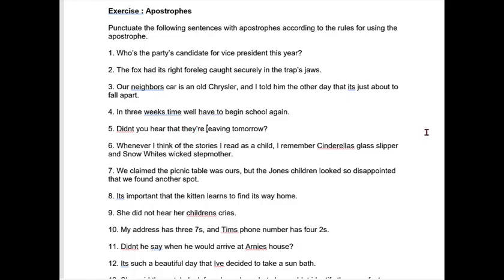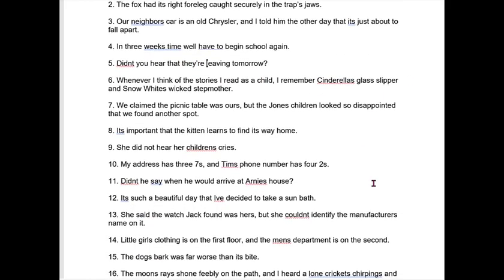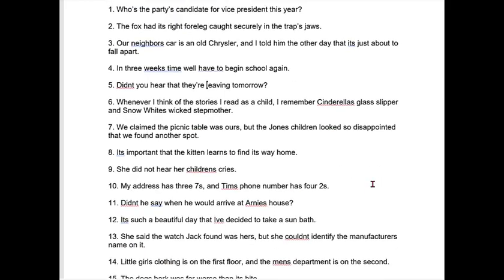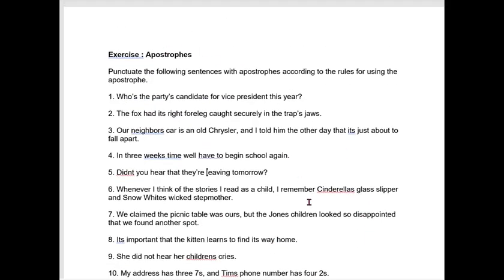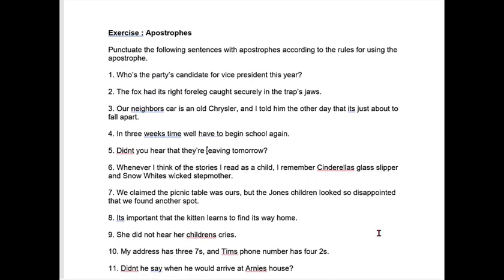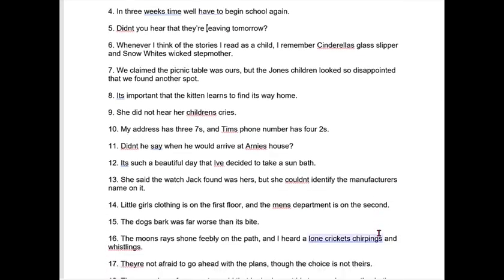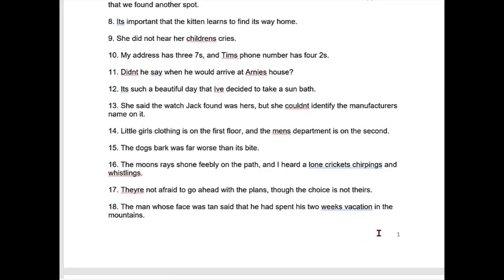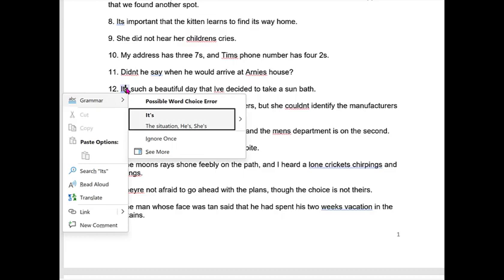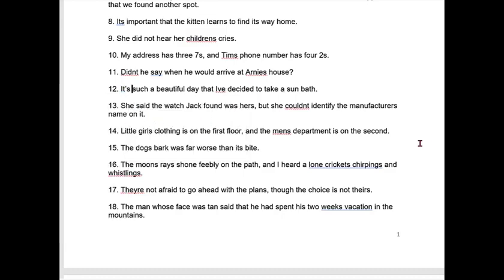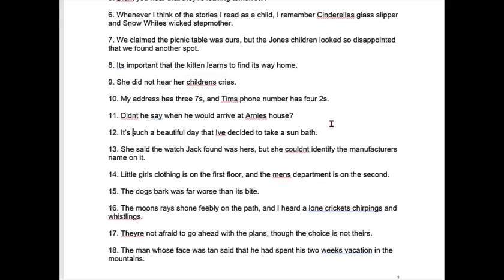The thing where people do get a little mixed up is with the its. So it apostrophe s is only when it is, it is. There's a reason for that. Here's one example: it's such a beautiful day that I've decided to take something up. It is can be substituted there, so we know it's an apostrophe, and so on. So just be sure to double check. This is one of the things you proofread for.